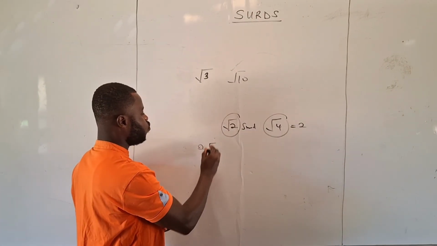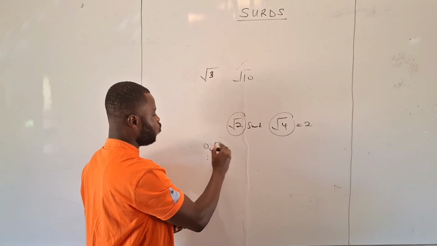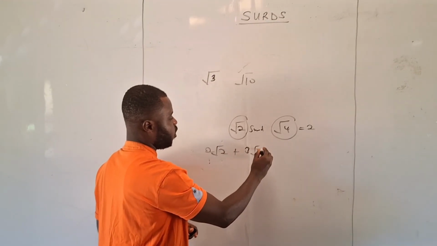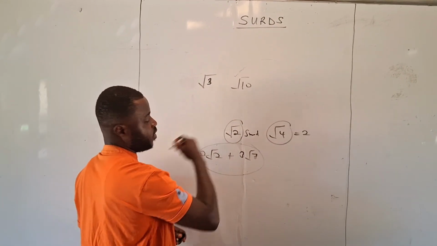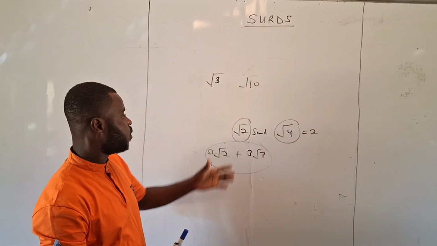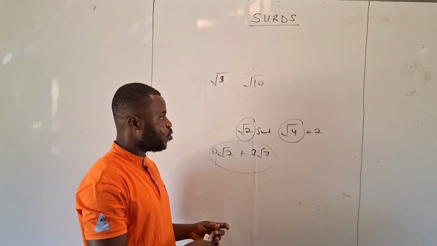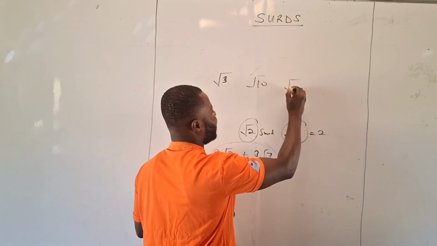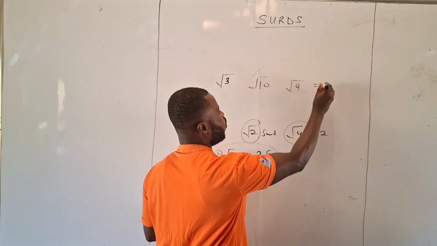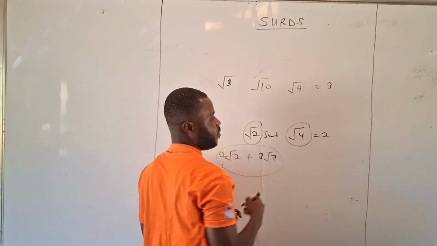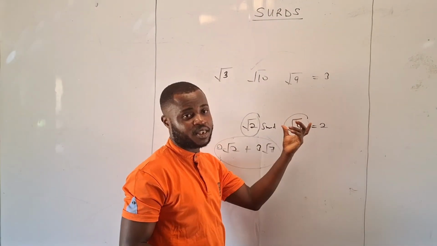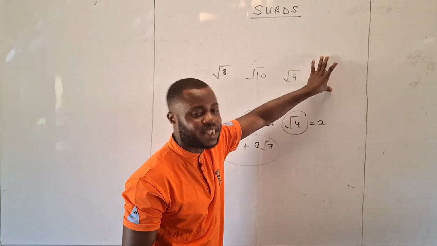So if you see 2 root 2 plus maybe 3 root 4 or 3 root 7, this is a compound surd because it contains two or more simple surds. Yes, so in surds, we don't expect you to get a final answer like root 9, because we know the root of 9 is 3. What do I mean by that? What number can multiply itself or square itself to give you 9? That is 3. So that's why I say the square root of 9 is 3.